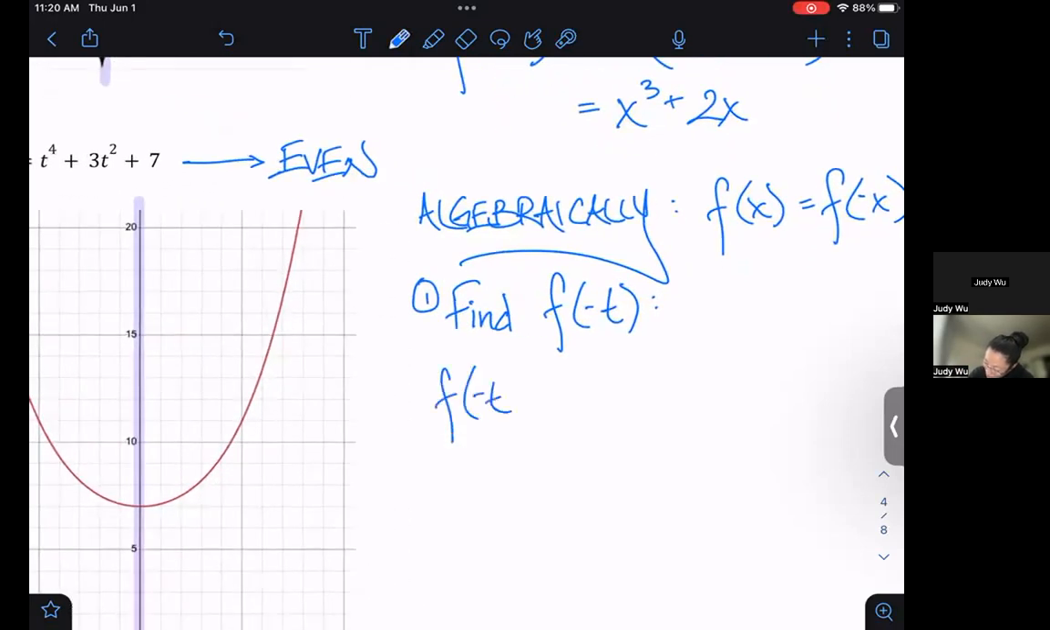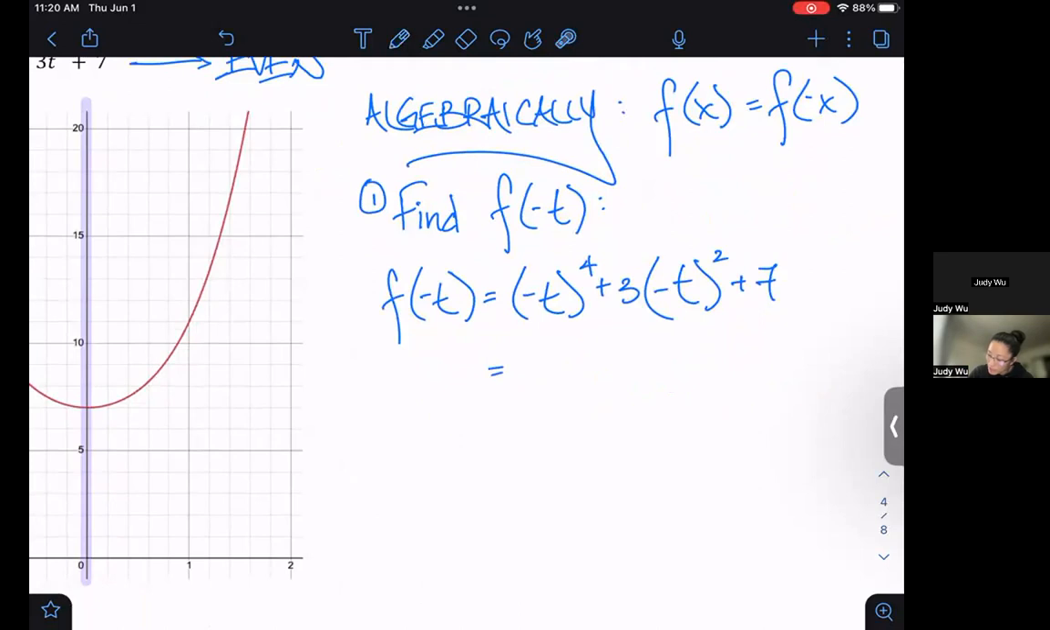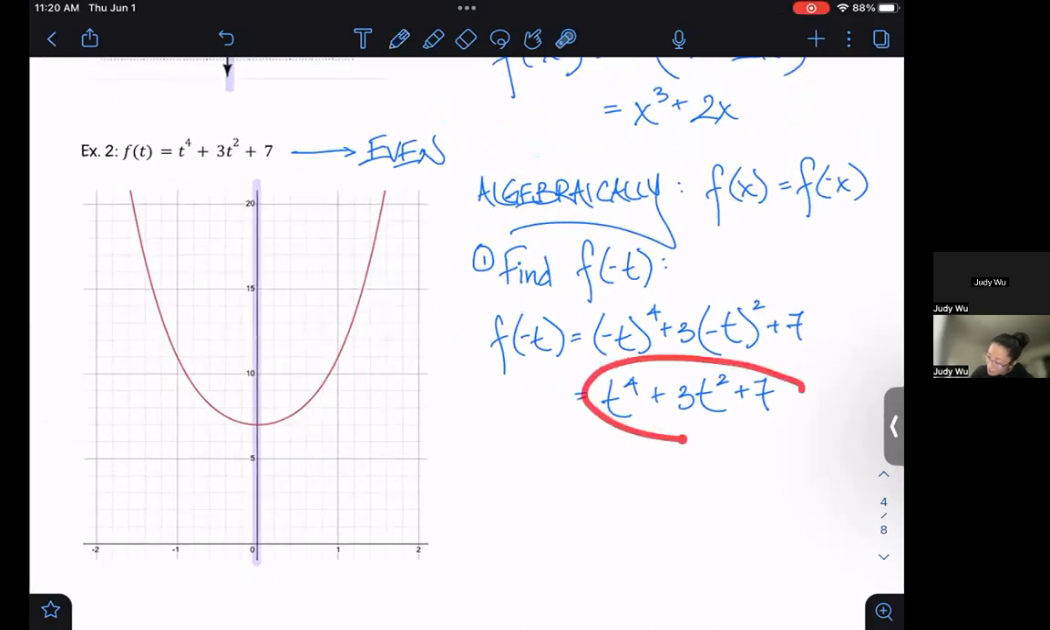So f of negative t is negative t to the fourth plus 3 times negative t squared plus 7. And if we simplify this, we see that we have an even power of a negative number, and that's going to be positive. And same thing here, we have an even power of a negative number, so that's also positive. And look at what we have. Our f of negative t is equal to our f of t. That shows us algebraically that this pictured function is even.